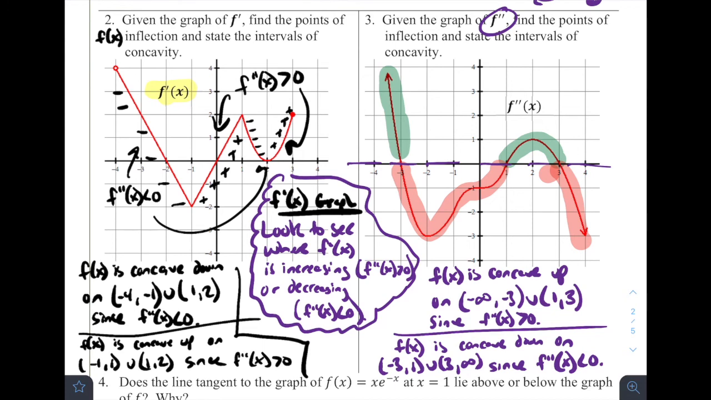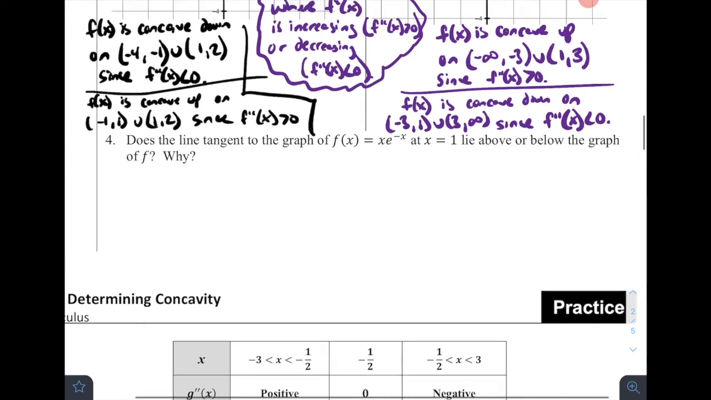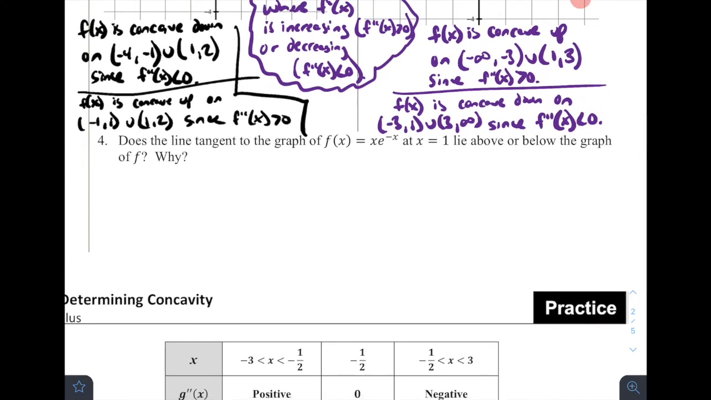So that's pretty interesting that we can make some conclusions about f of x, even though we don't know what that graph looks like. Cool. Number 4: does the line tangent to the graph of f of x equals x e to the negative x at x equals 1 lie above or below the graph of f?